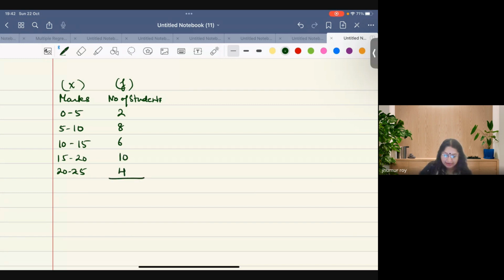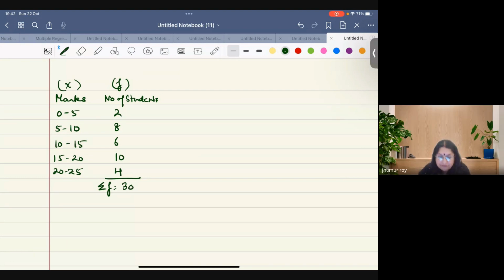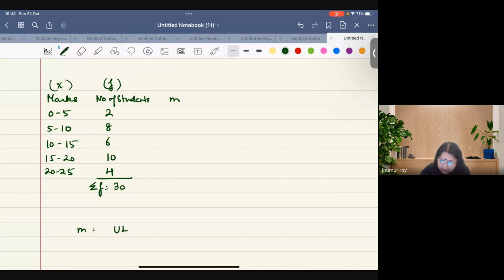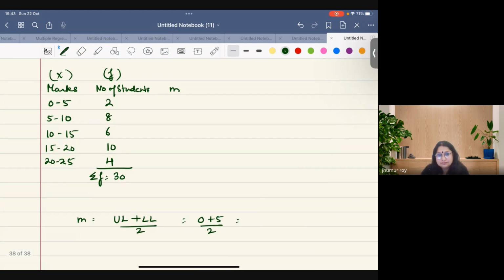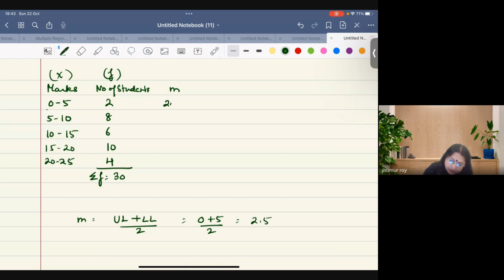First we calculate sigma F. What is the value of sigma F? That's 30. Now in this case, I need a value of X. If I want to multiply, I cannot multiply by 0 to 5. So what I have to calculate is the mid value. Mid value is equal to upper limit plus lower limit divided by 2. So for the first one, it is 0 plus 5 divided by 2, which is 2.5.